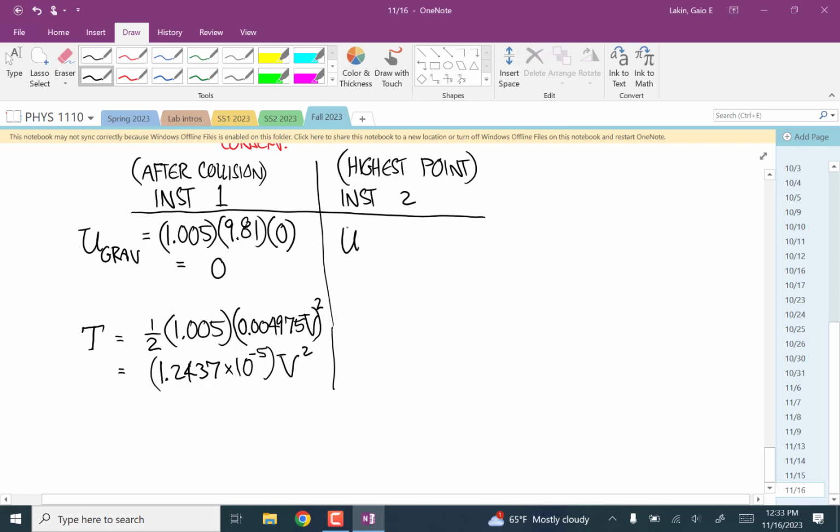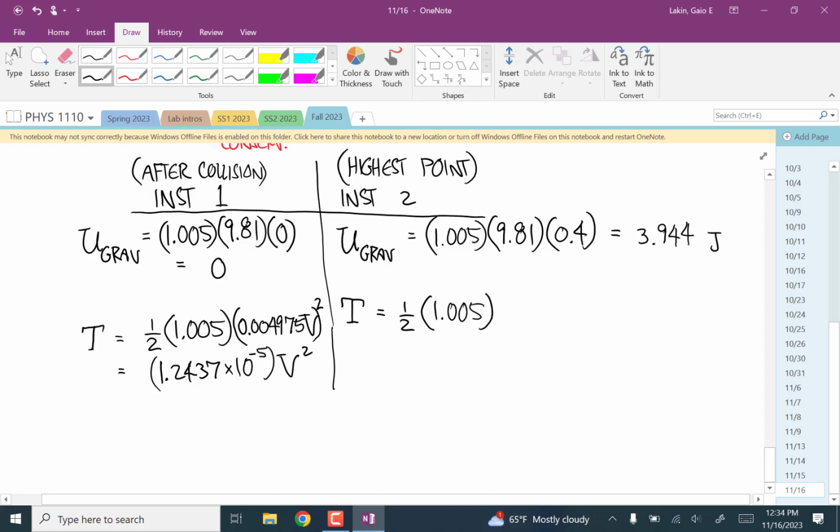And now we'll go to the highest point. At the highest point, the gravitational potential energy is 1.005 times 9.81 times the height, which is 0.4. And so we get a value of 3.944 joules. And the kinetic energy is 1/2 times the mass times v squared. What's the speed of this ball when it gets to the highest point? 0, right. It's just about to turn around and go back the way it came. And so this is 0.